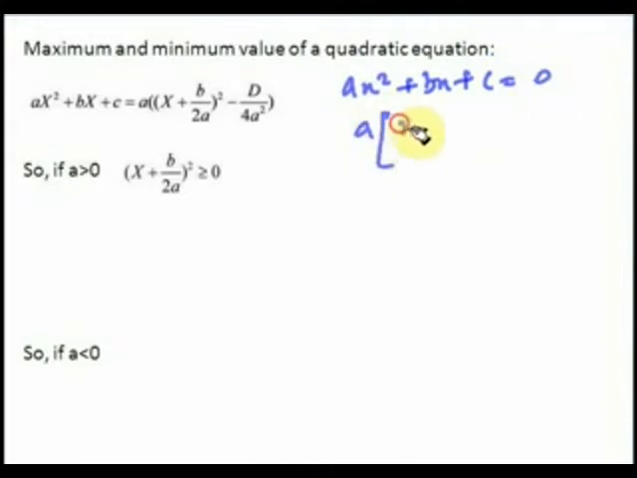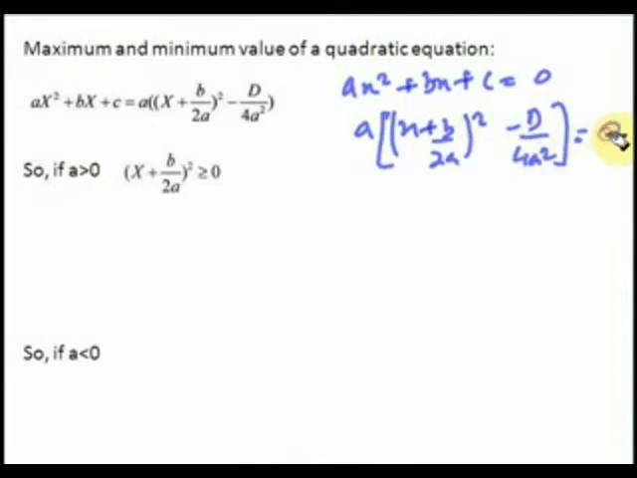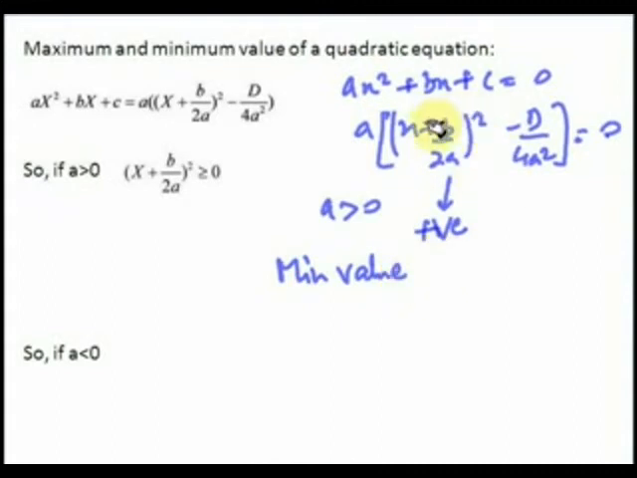Maximum and minimum value of the quadratic equation. Given the quadratic expression ax square plus bx plus c is equal to 0, we can write the expression as a into x plus b upon 2a whole square minus d upon 4a square is equal to 0. Now to find the maximum and the minimum value, suppose a is greater than 0. If the value of a is greater than 0, we have to predict the maximum and minimum value of the expression. This quantity is always a positive quantity.